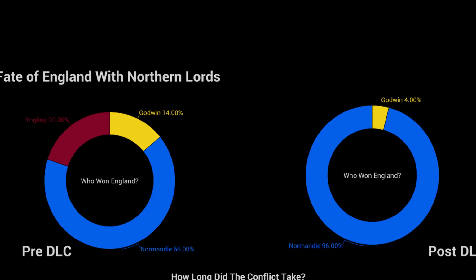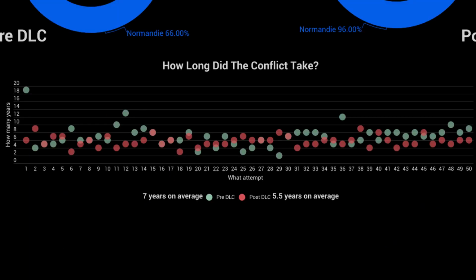With the DLC, Normandy becomes the biggest winner. Yngling gets completely shut out and Godwin scrapes by with 2 wins. We'll get into my thoughts of why this is happening in a bit. Next, the length of conflict. The new dataset is in red. Overall, the fate of England scenario is shorter, 1.5 years shorter on average.